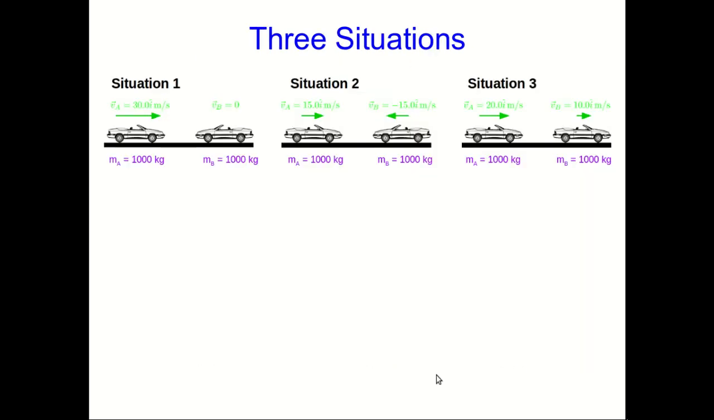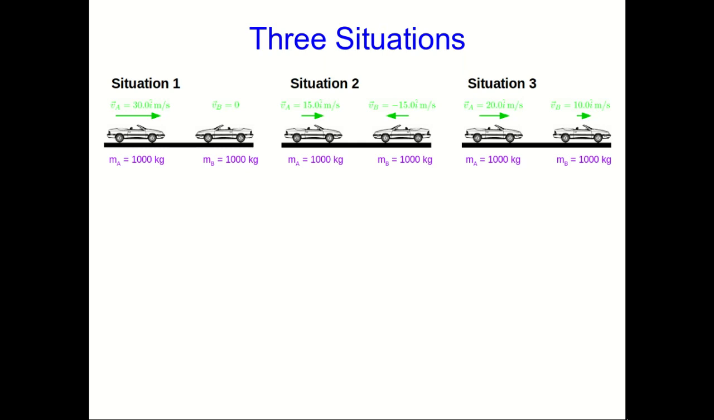Let's look at three very similar situations. Here we have identical cars about to crash into each other, and I've set it up so that there are three different situations with their velocities. In situation 1, car B is stationary and car A is coming at it at 30 meters per second.